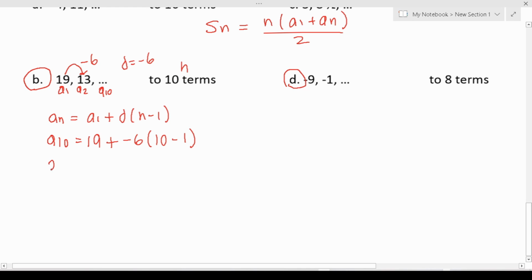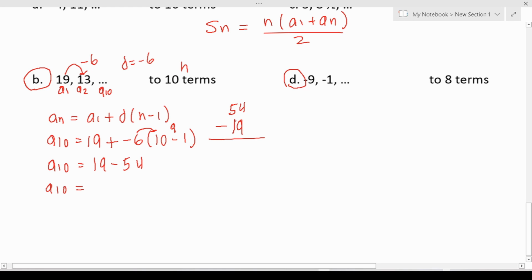So this is going to be a_10 equals 19. And I'm going to get rid of this plus since it's superfluous at this point. And we're going to go ahead and do this arithmetic real quick. 10 minus 1 is 9. Negative 6 times 9 is negative 54. So we know the 10th term in this series is going to be 19 minus 54, which we can work off to the side right here.